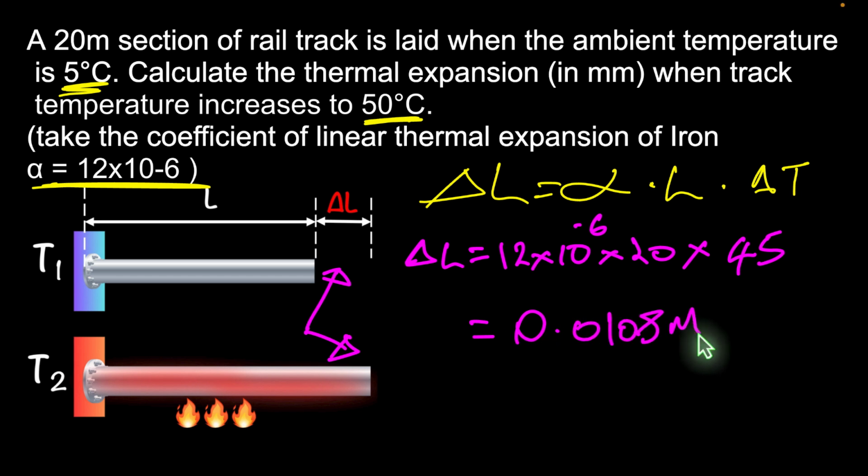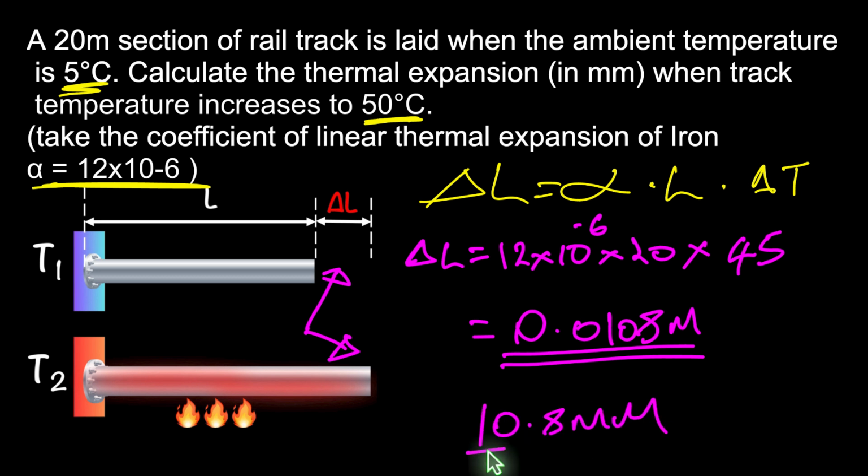So that will give us a value of 0.0108 meters. That's representing our change in length there. And if we wanted to convert this into millimeters, then we would just simply multiply all of this by 1000, and we'll end up getting 10.8 millimeters.